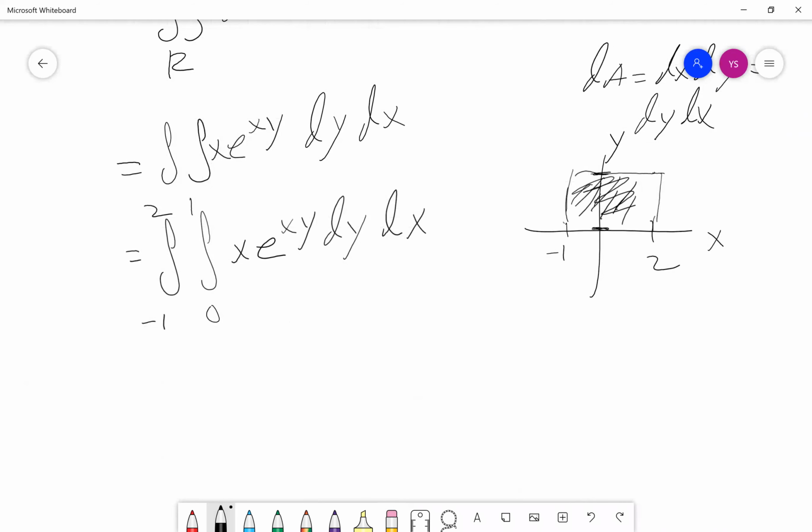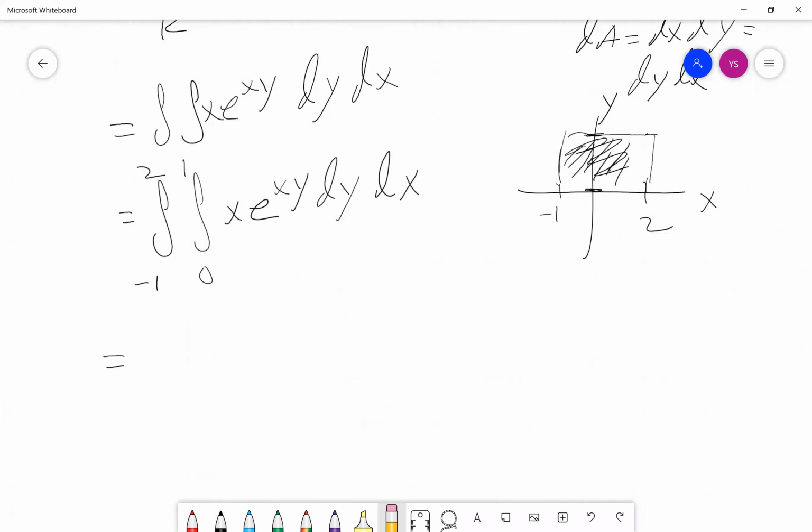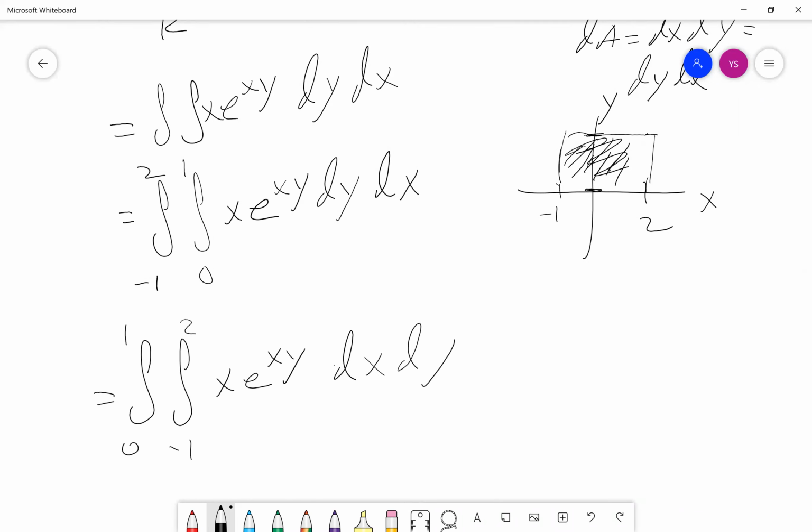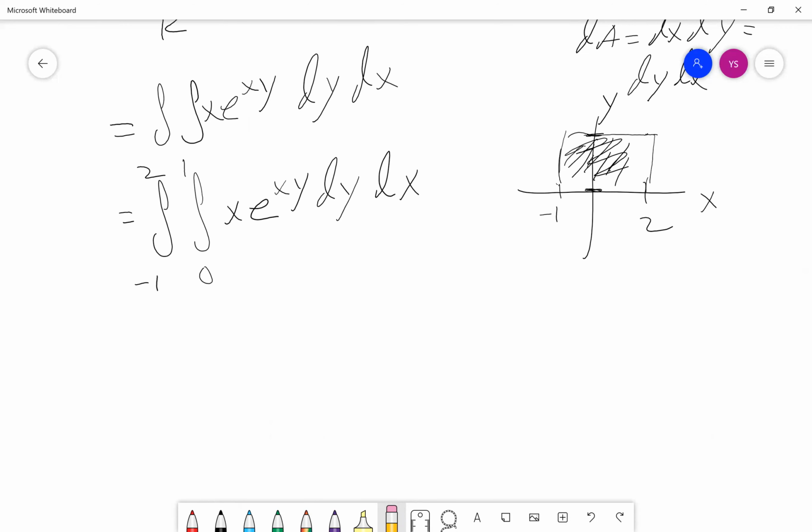So like I said, you can switch the order of integration. So -1 to 2, 0 to 1, x e^(xy), but now you have to switch the order of integration, dx dy. So in these cases, we can switch these. But let's just deal with the integral that we have above. So first, we're taking this with respect to y. So you get these bounds, -1 to 2, 0 to 1.